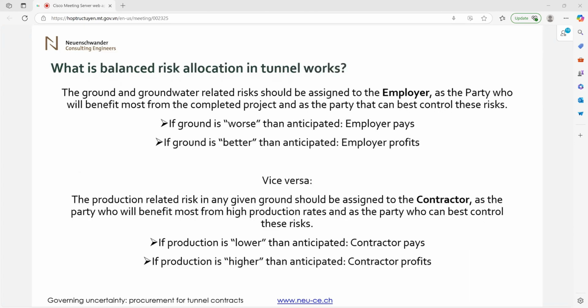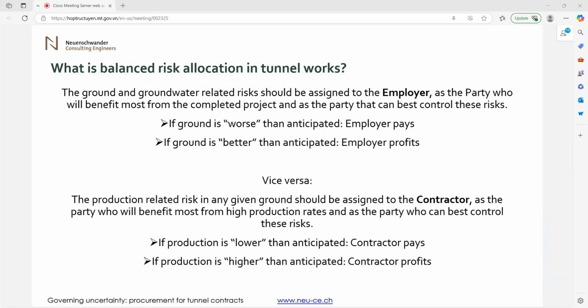Now, in underground works, what is specific to underground works amongst other features, of course, is that we go underground, which means that the ground is central to the project. It's also central to costing and everything. So the ground and groundwater risks should be assigned to the employer or to the owner, because the employer is the party who will benefit from a completed project, and it's also the party that can best control these risks through a proper front-end engineering design and through the assessments that need to be made during front-end engineering design.